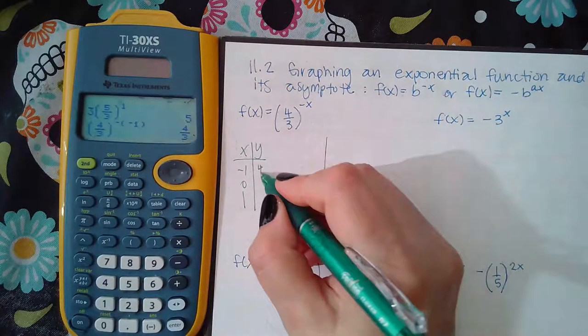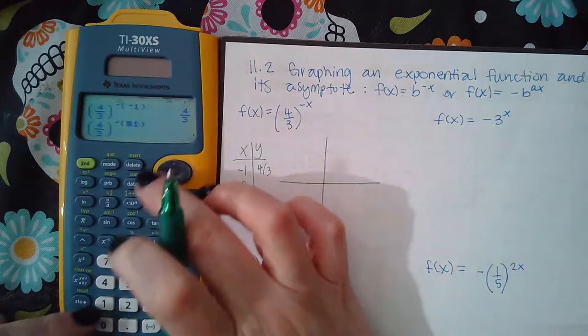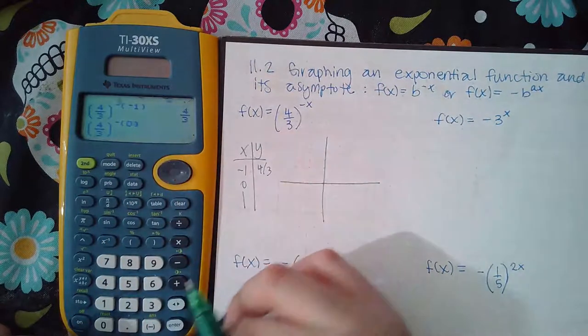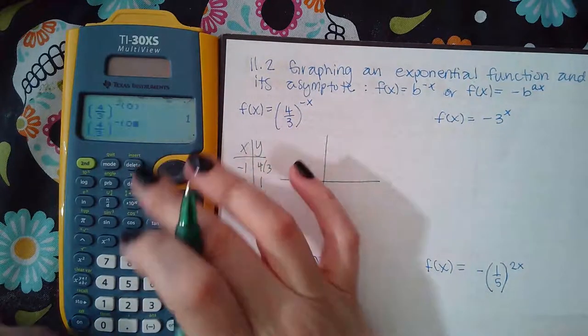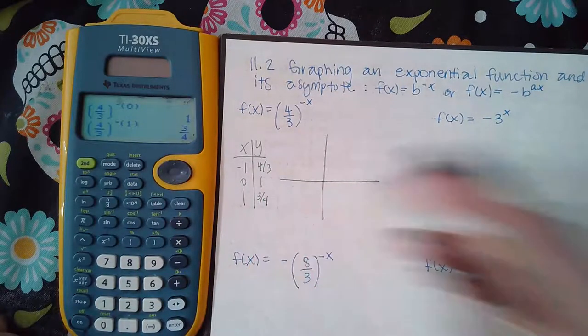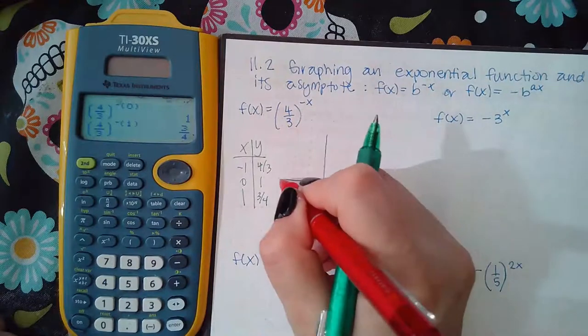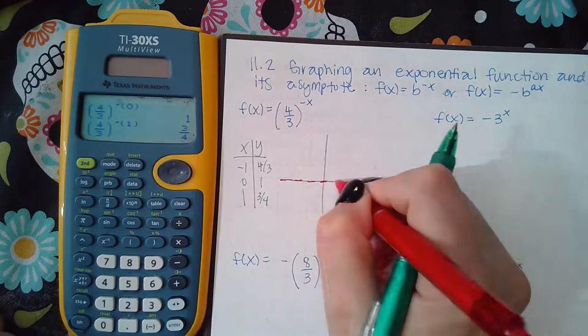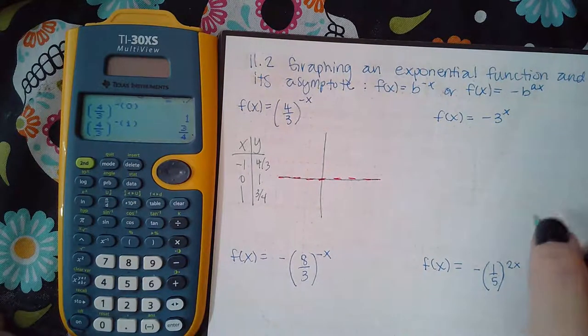I get 4/3. Now I'm going to go back, and instead of a negative 1 being plugged in, I'm going to plug in a 0. And then now, instead of that, I'm going to plug in a 1. And I get 3/4. So I already know, because there's no plus or minus inside the basic function, it's not shifting up or down, so I still have this horizontal asymptote.